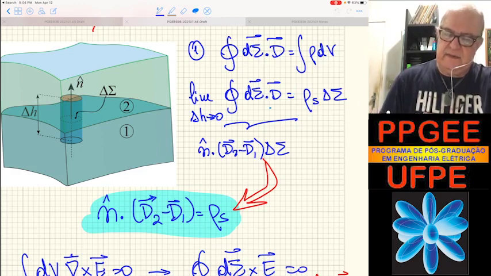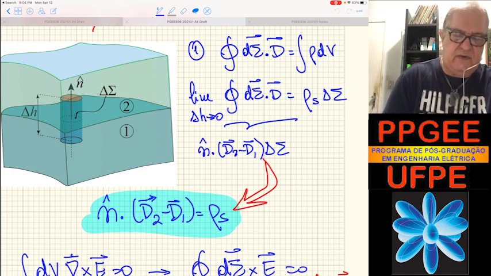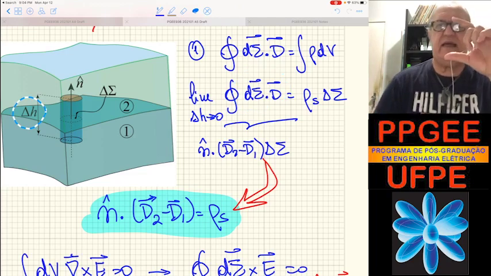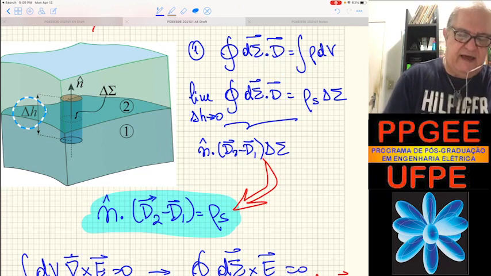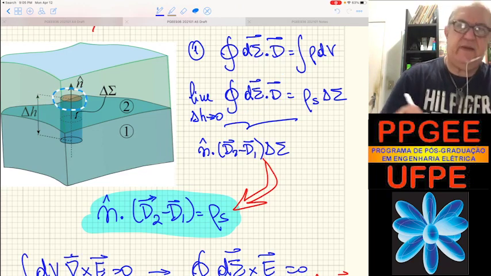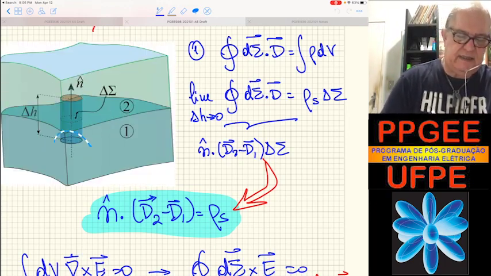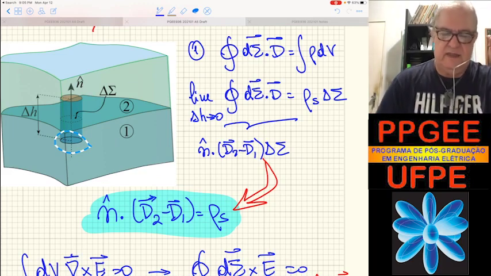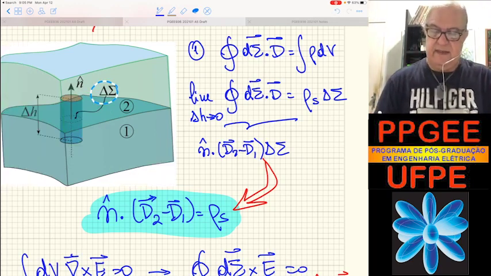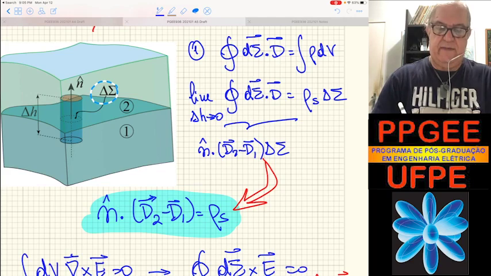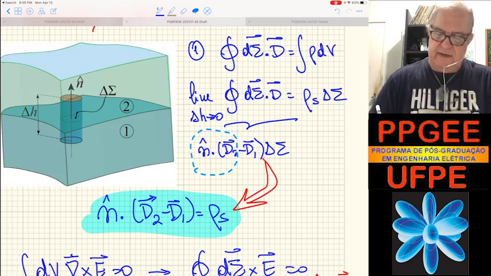The flux across the lateral surface of the cylinder is going to be 0, because the area goes to 0 as delta H goes to 0. So we're only going to have a contribution on the top disk of the cylinder and the lower disk of the cylinder. You see that the area of the disk is delta sigma. So from medium 2, you're going to have n dot D2 times delta sigma.